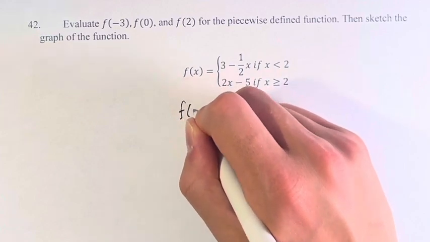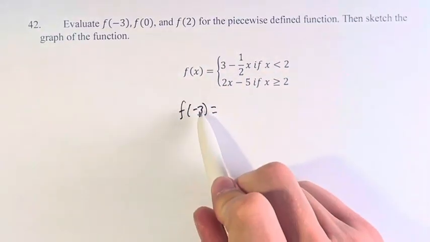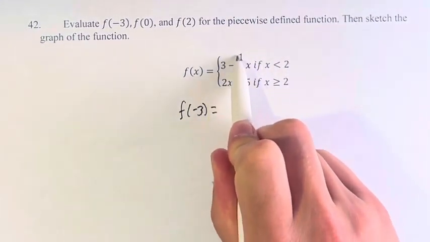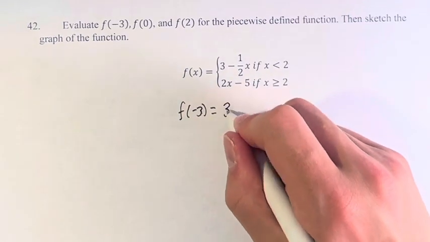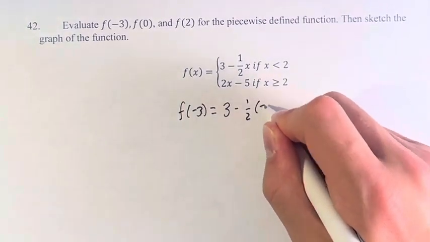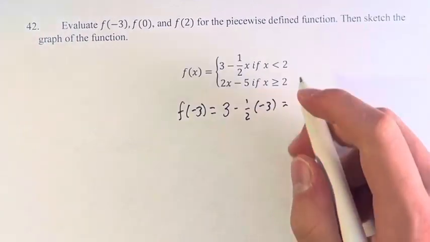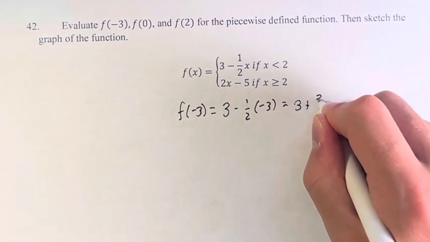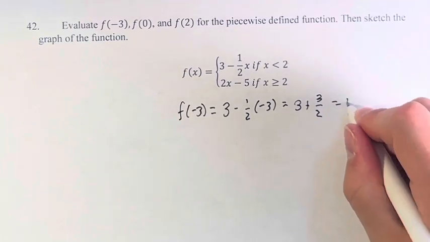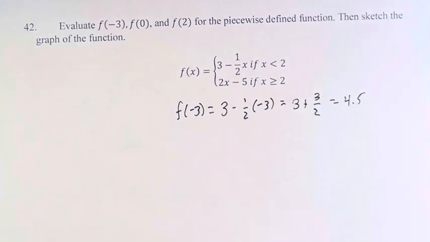So f of -3 is less than 2, so we're going to use this, 3 minus 1/2 x, 3 minus 1/2 times -3. Negative 1/2 times -3 is positive 3/2, so 3 plus 3/2, and this is equal to 4.5.